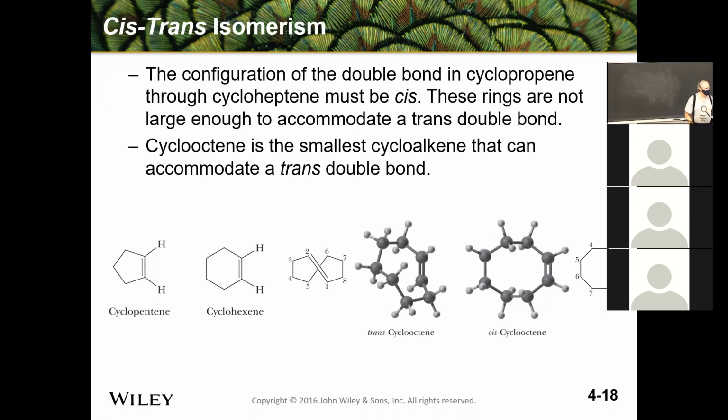All right, the configuration of the double bond in cyclopropene through cycloheptene must be cis. So a small ring up to 7 carbons, the double bond has to be cis. Cyclooctene is the smallest cycloalkene that can accommodate a trans double bond. Even then, it's only marginally stable.